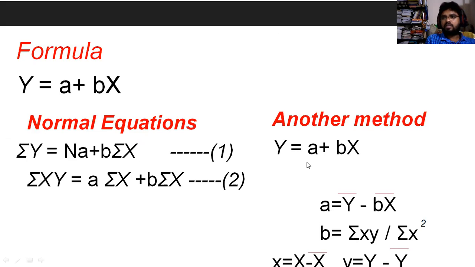These are the formulas. Here is the normal equation, and another method is y is equal to a plus bx. In order to get a, a is equal to y bar minus b x bar. Then b is equal to summation of small x into small y divided by summation of small x square. What is small x here? Small x is X minus x bar. Small y is nothing but y minus Y bar. And the summation of small x square is the summation of capital X minus x bar, whole square.